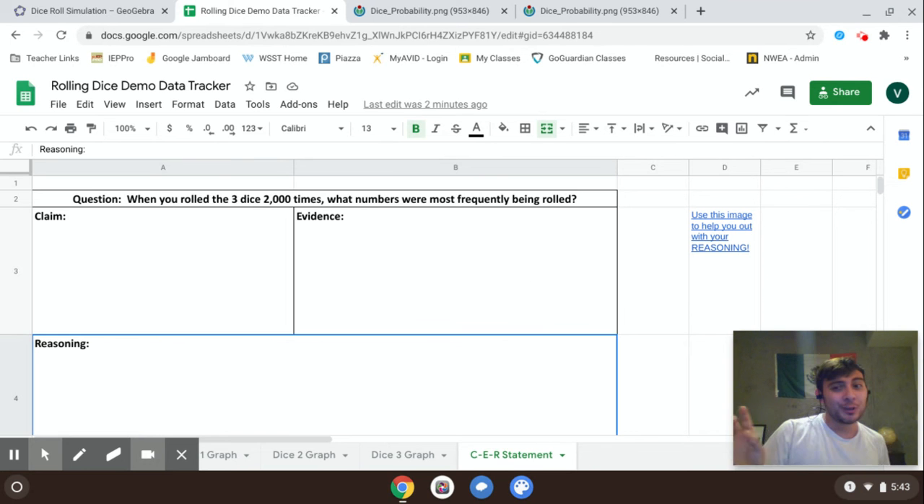This was your lab. Hopefully you enjoyed it. I think chance and probability is super, super wicked. I love it. But it's a great way for us to keep organized with your data representations, your graphs, figures, and tables, and your CER statements, claim, evidence, and reasoning.